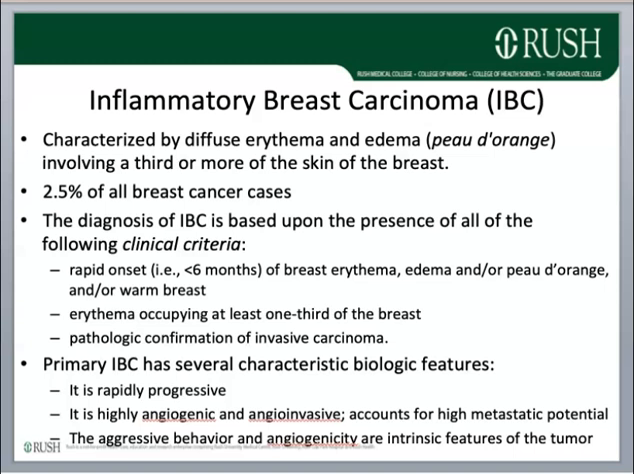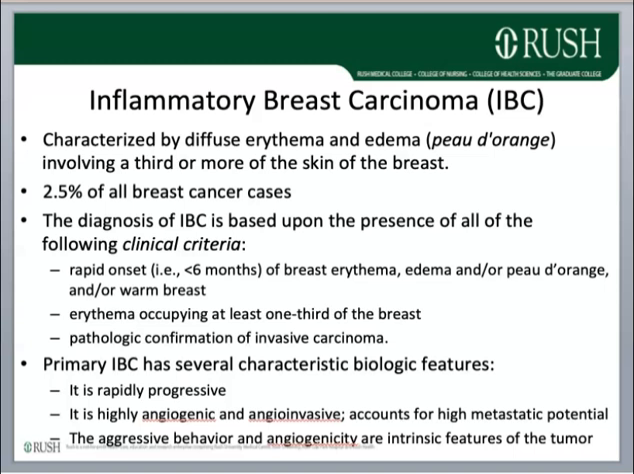1, rapid onset, usually less than 6 months of breast redness, edema, and/or this orange peel effect, and/or breast that feels warm. The erythema has to occupy at least a third of the breast, although usually it involves the entire breast. And the third component is that there's pathologic confirmation of some form of invasive carcinoma.